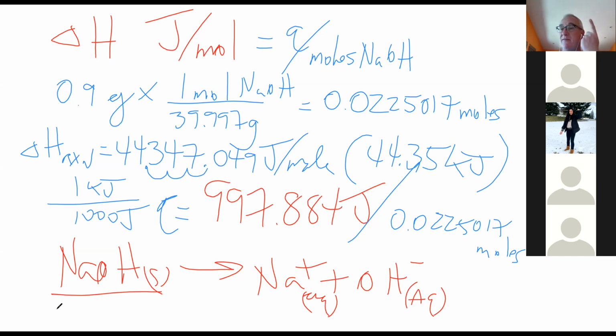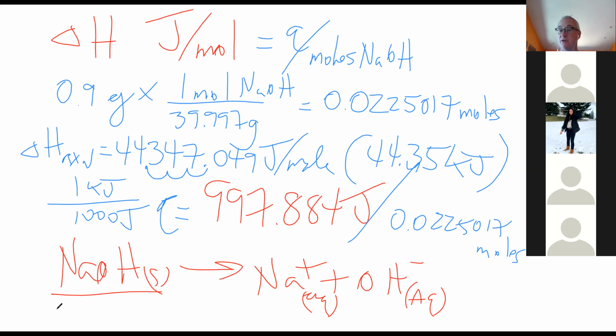So that's the amount of it. That's a lot of energy. That's the amount of energy released just by dissolving a mole of sodium hydroxide in water. So that releases a lot of heat. So that would be our delta H for reaction 1. 44.35 kilojoules.